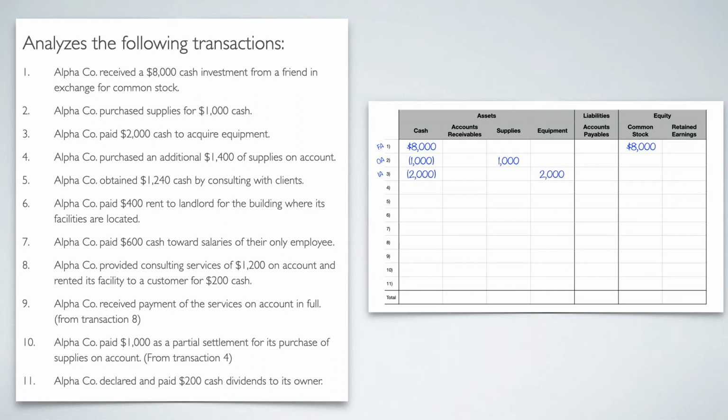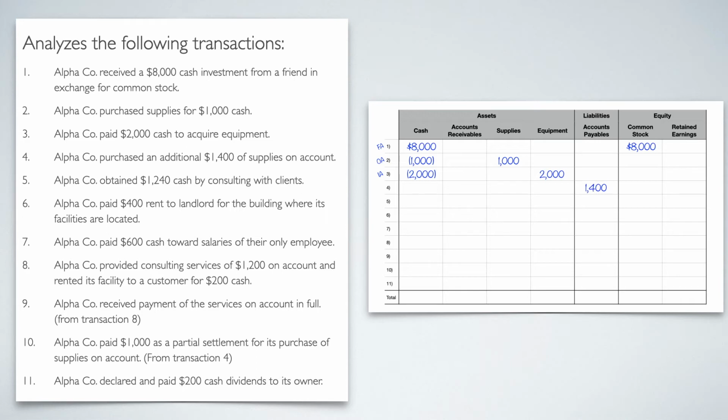It says Alpha Company purchased an additional $1,400 of supplies on account. Is cash involved here? No. It says on account, so we know cash is not involved. So what are we expected to do if cash is not involved? Well, we're expected to pay $1,400 at a later date. It's kind of like putting it on our tab. And so for that reason, it's a liability. This is going to be our accounts payable. So under accounts payable, we are going to put $1,400 because our balance goes up.